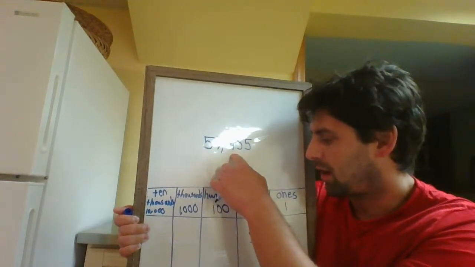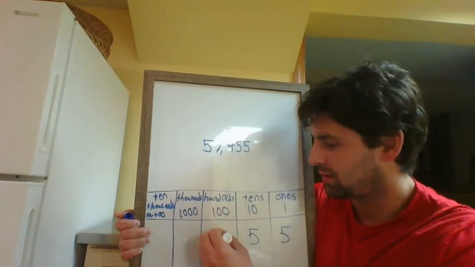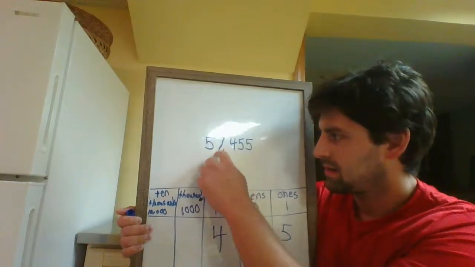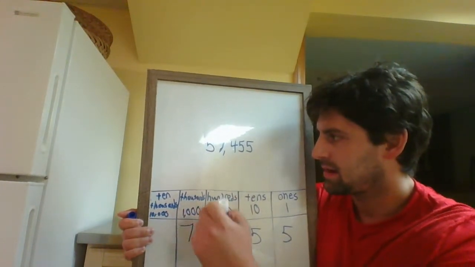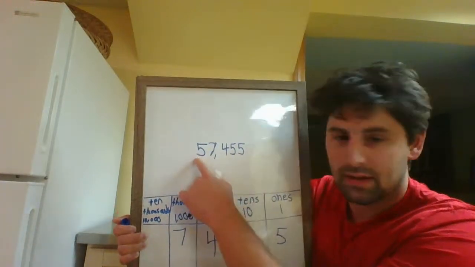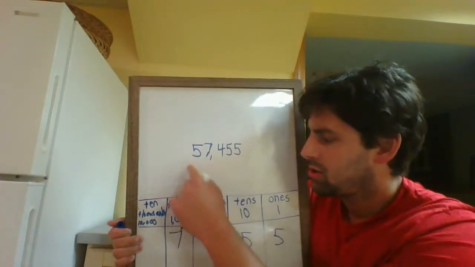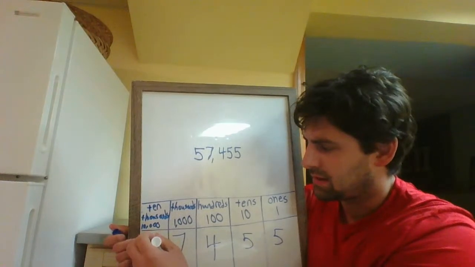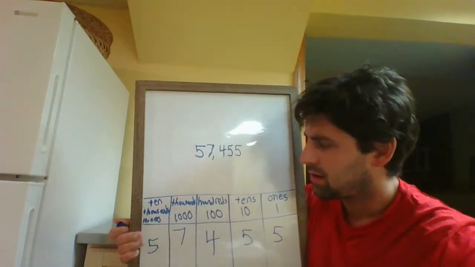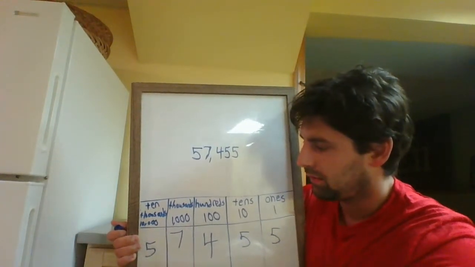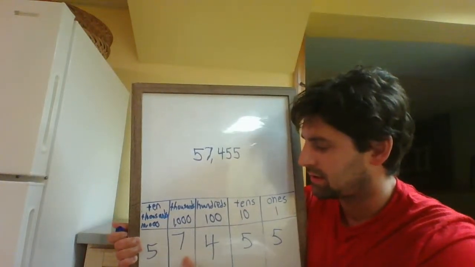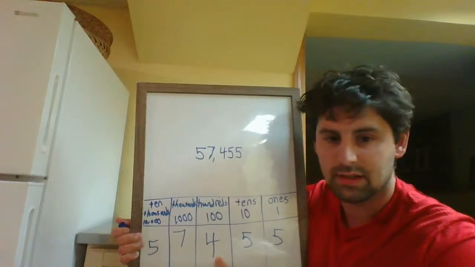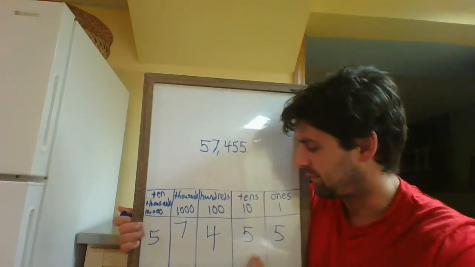The 4 would be in the hundreds place. So 4 hundreds. 7 goes in the thousands place. And then the 5 all the way to the left goes in the 10,000s place. So we have 5 10,000s, 7 thousands, 4 hundreds, 5 tens, and 5 ones.